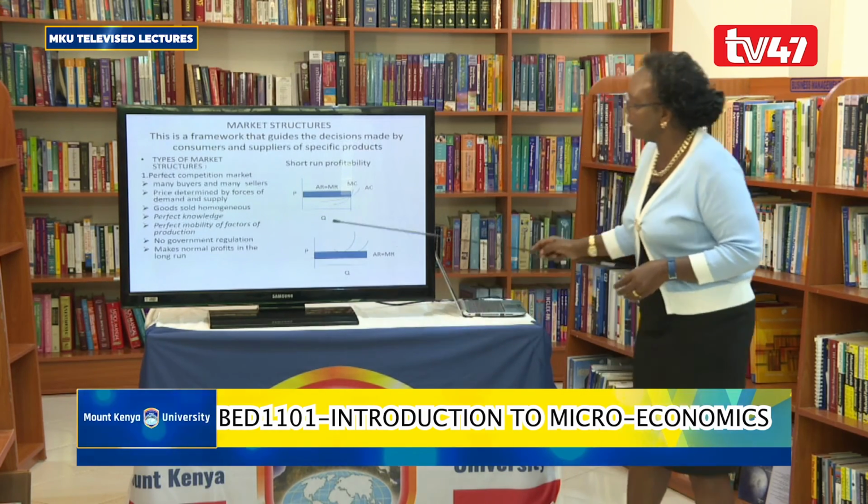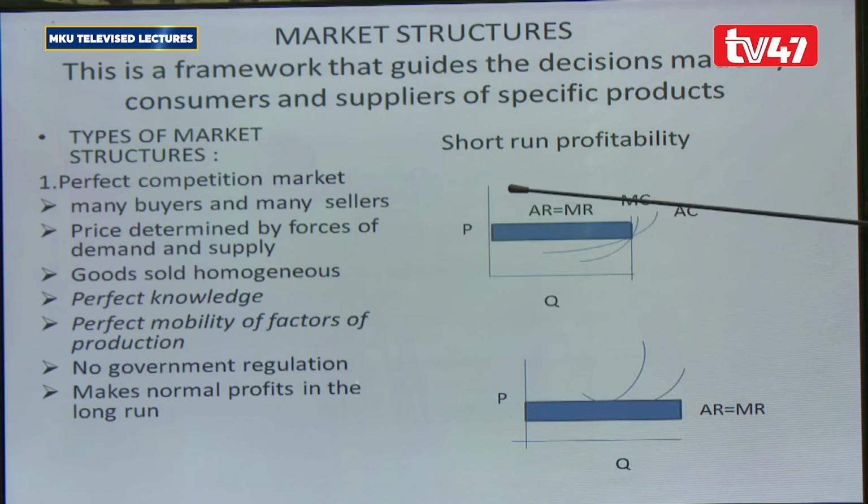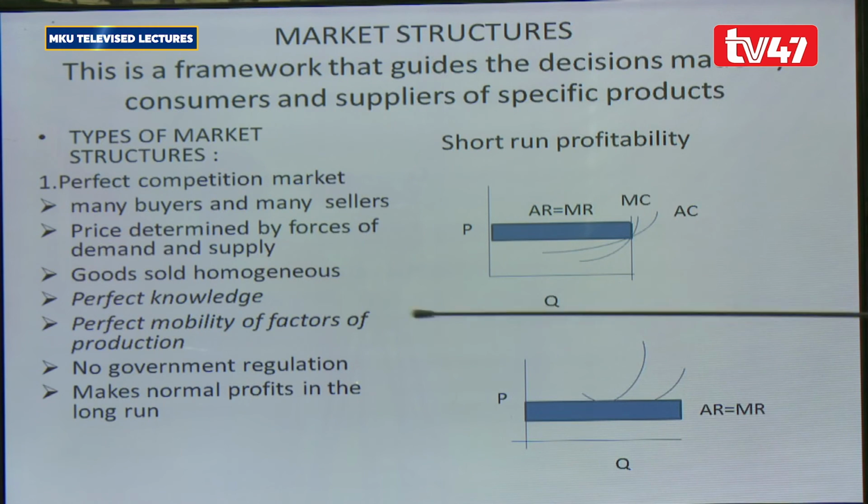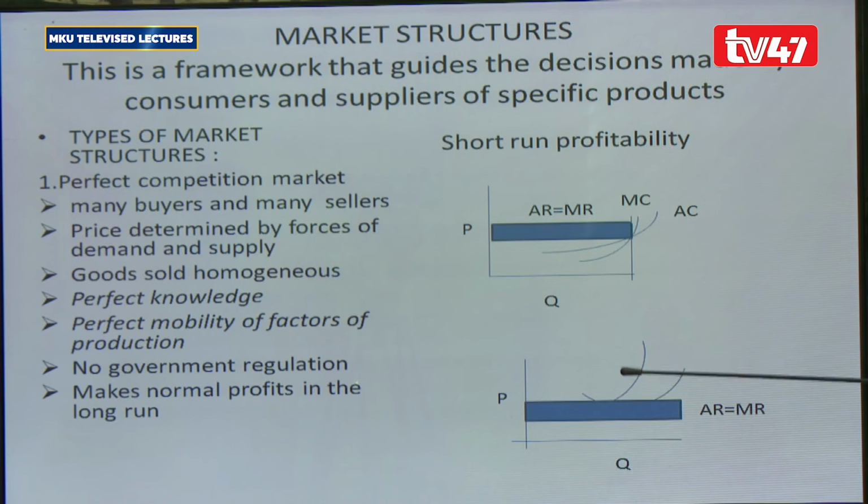I want us to look at these curves here. This is a normal market, the perfect competition market, both in the long run and in the short run. In the short run, they may make profit because you can see the cost curves are below the revenue curves. However, in the long run, since there is free entry into this market, other people are going to come in and try to cash in on the profitability in this market.